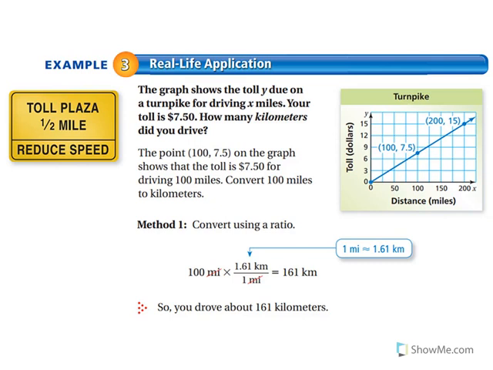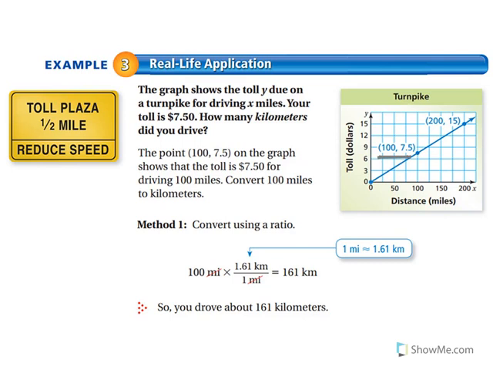Okay? So it says the graph shows the toll Y due on a turnpike for driving X miles. Your toll is $7.50. How many kilometers did you drive? So we're given the point 100, 7.5. That tells me that I pay $7.50 for 100 miles.